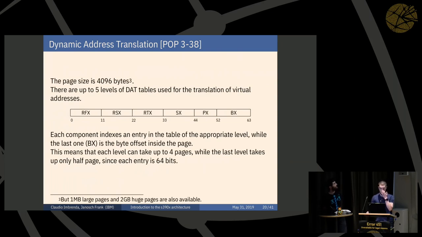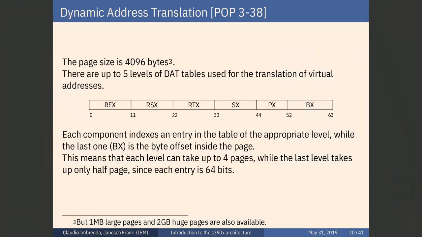Then we'll come to the virtual memory, which is called DAT, dynamic address translation. Page size is 4K, and we have 5 levels of pages and the byte index of 12 bits. As you can see here, they are evenly spaced until you come to the page tables and the byte index. As in every other virtual memory architecture, you index translation tables until you index bytes. Each entry in these translation tables is 64 bits. And we are actually able right now to exercise all of the 64 bits of addressing space.